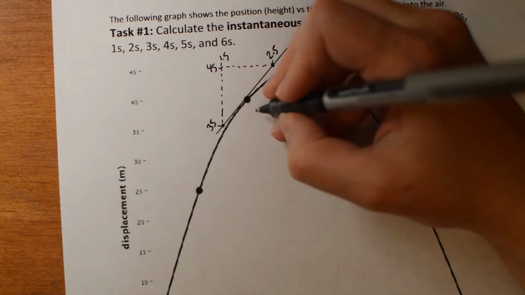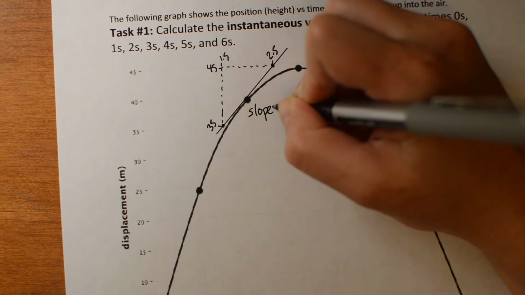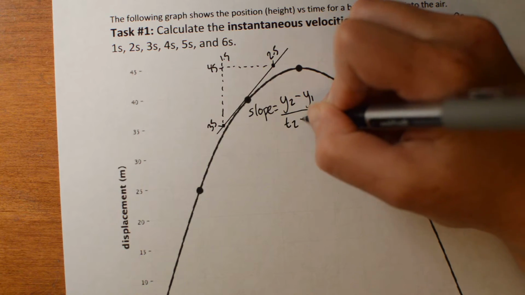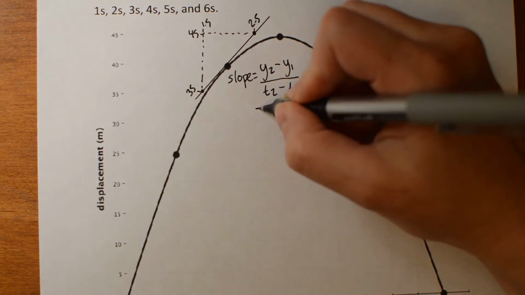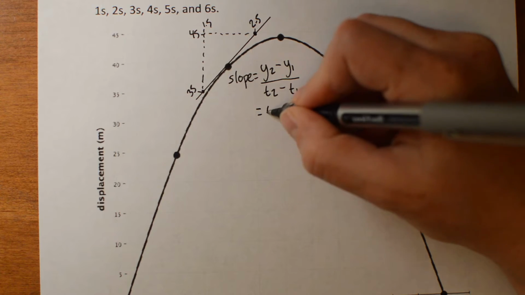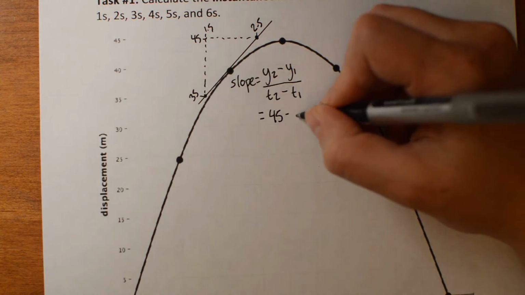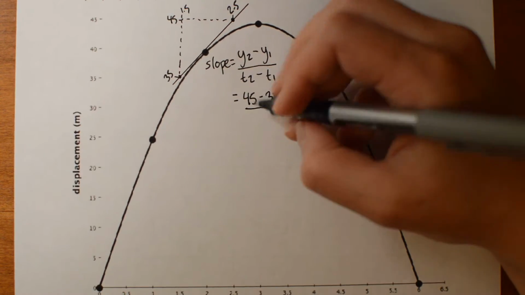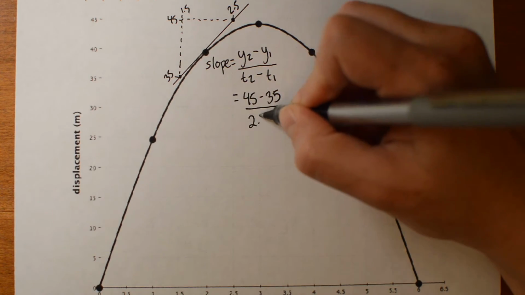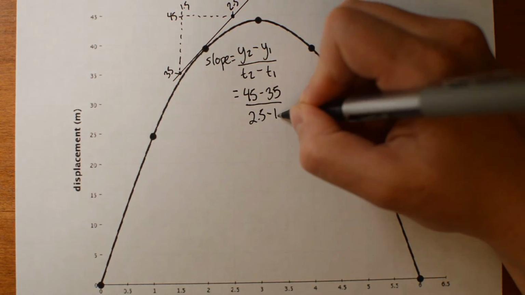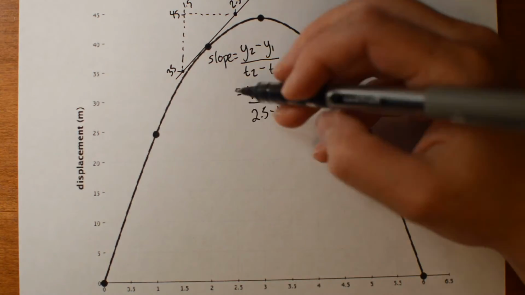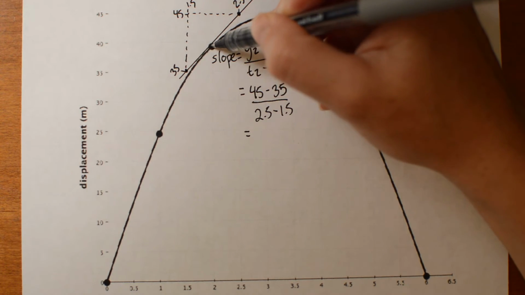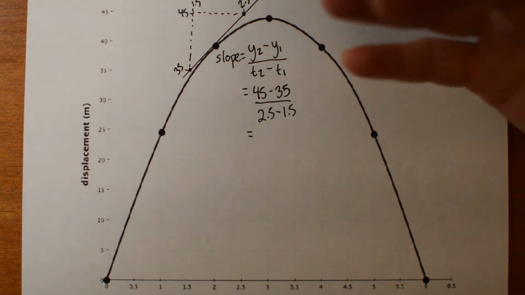Okay, so my slope is the y2 minus the y1 over the t2 minus the t1. So my final height, it reaches 45, minus my initial height, the 35 here, over the t2, so it's 2.5 is the final point that I chose, and 1.5 is the initial one. You should actually get the same slope no matter which points you choose. So you could do this again with this point and maybe the point on the line itself, and you should still get the same slope, or at least close to it.